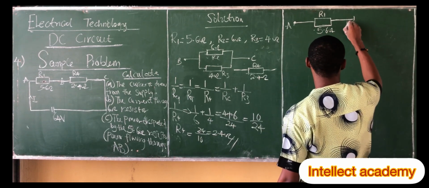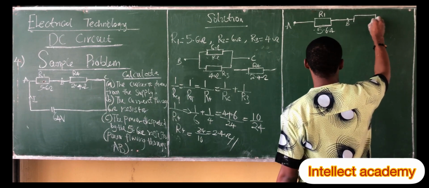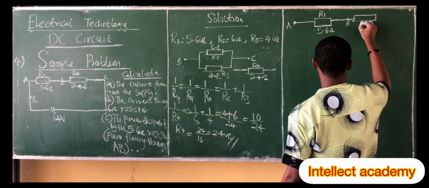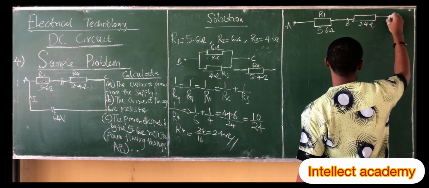We are seeing point B, which is here. We are seeing a resistor which is 2.4 ohm. Then this is point C.